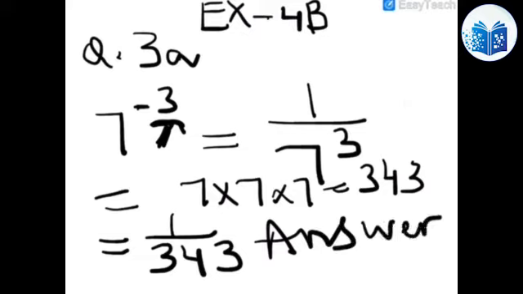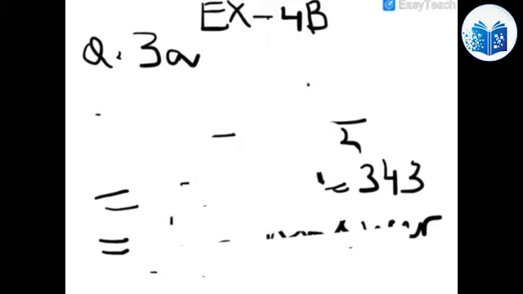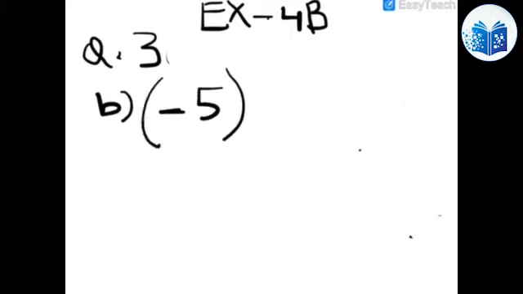All right, now question number 3B. Question number 3B says minus 5 whole power minus 1. So again, what will we do?